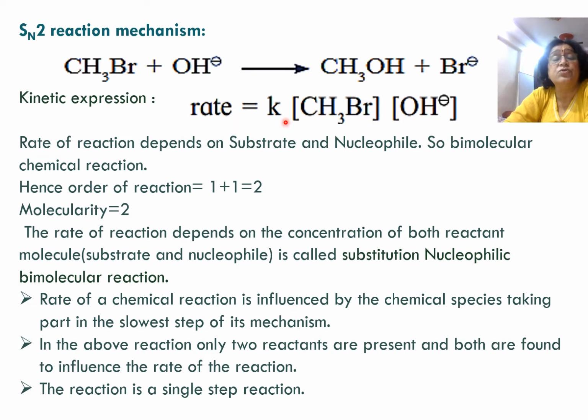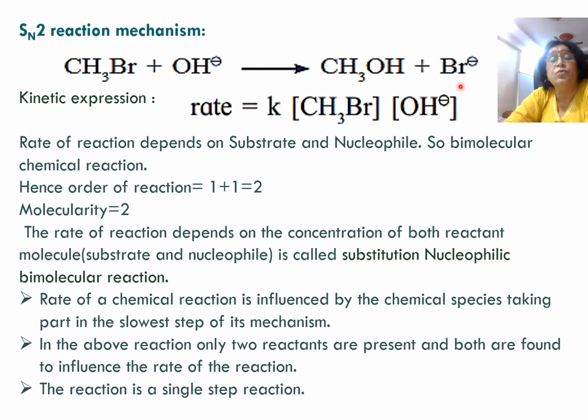Therefore, this reaction is called the bimolecular reaction because the rate is dependent on two concentrations, concentration of the substrate, that is methyl bromide, and concentration of the OH minus, that is the nucleophile. So the rate is dependent on both the molecules, therefore it is a bimolecular reaction. Clear? And how do you calculate the order?